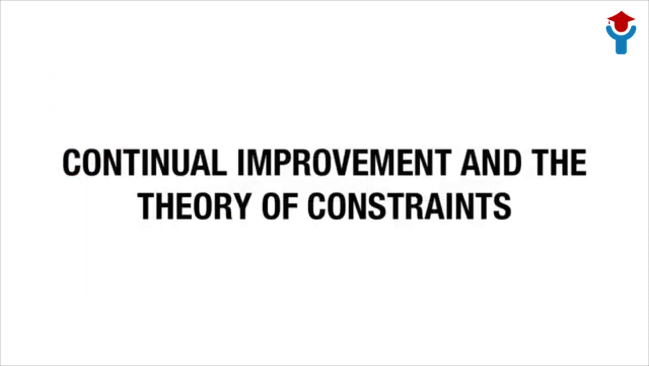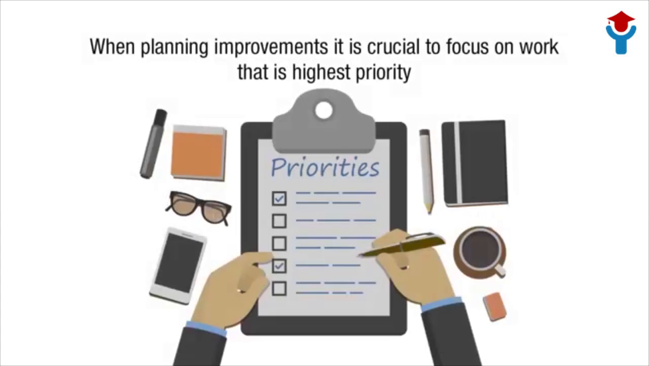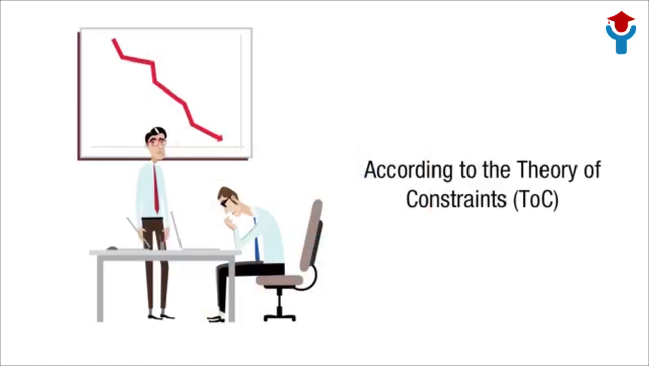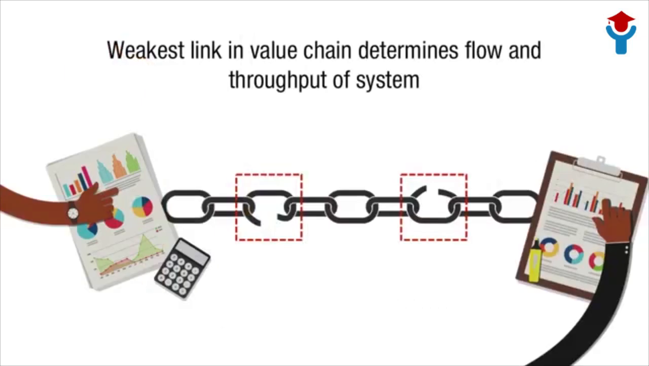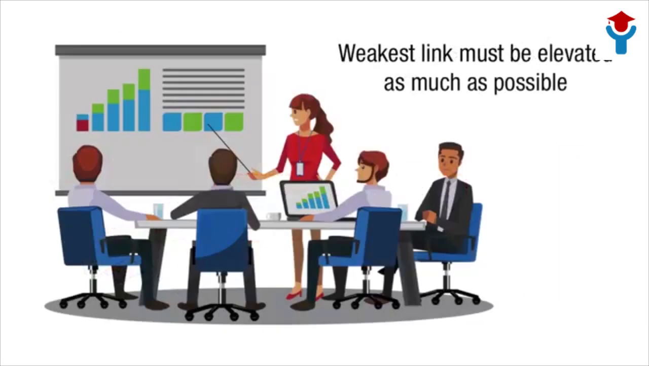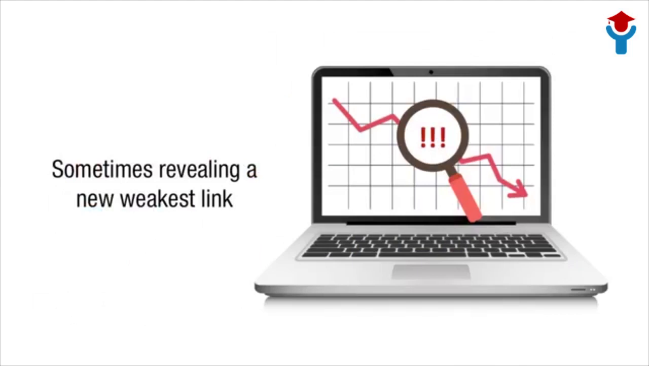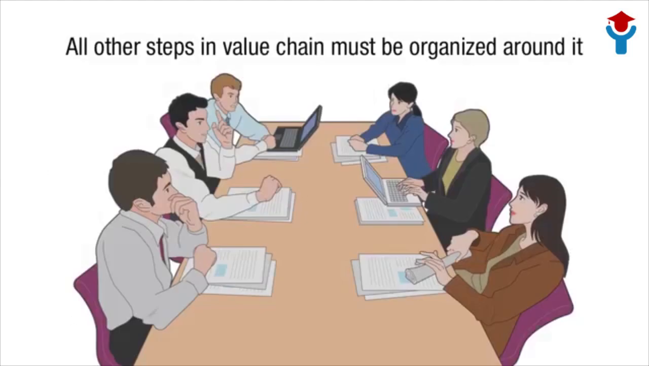Continual improvement and the theory of constraints. When planning improvements, it is crucial to focus on the work that is the highest priority. According to the theory of constraints, or TOC, the weakest link in the value chain determines the flow and throughput of the system. The weakest link must be elevated as much as possible, sometimes revealing a new weakest link, and all the other steps in the value chain must be organized around it.